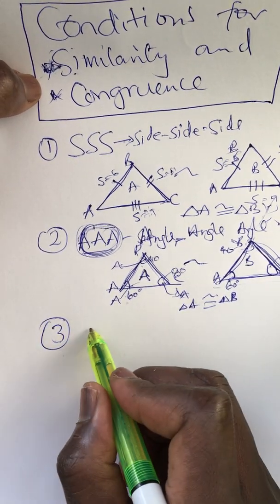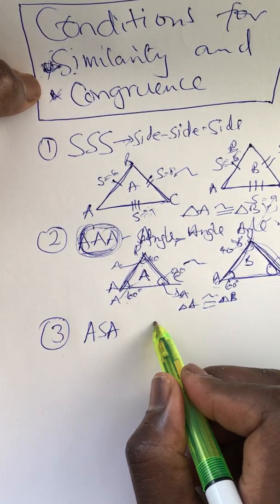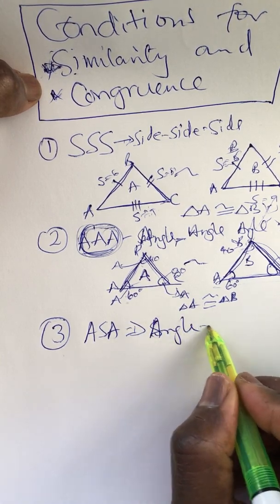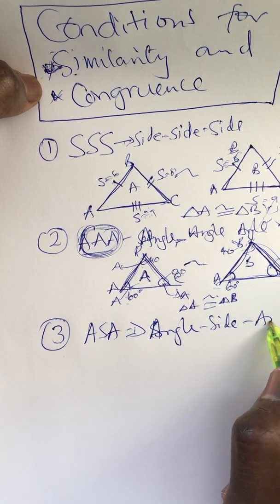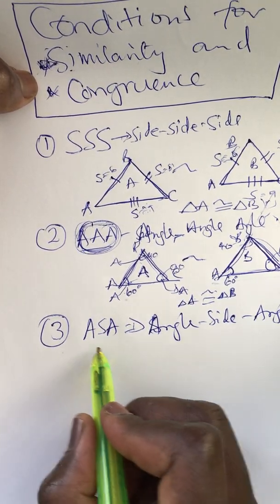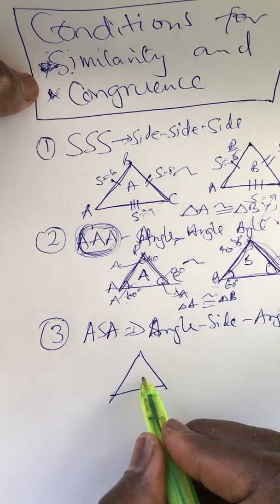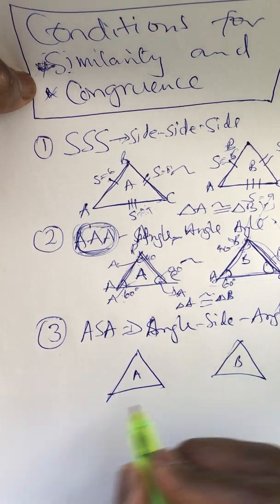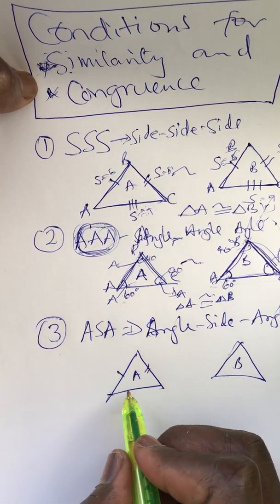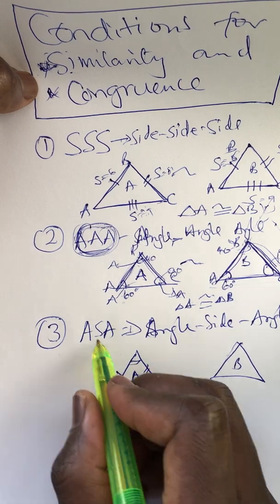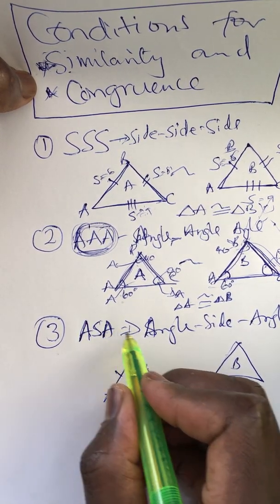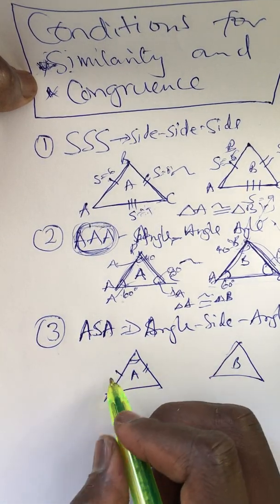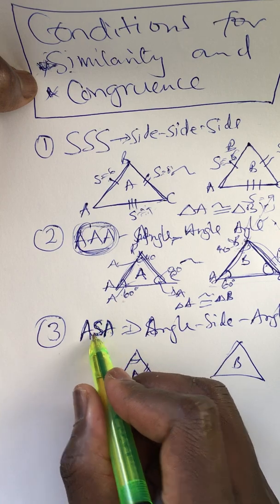The third case is ASA, which means that we need angle, side, angle. So as long as we have a triangle A and then another triangle B with two angles, not two sides, because we are dealing with ASA, which means angle, side, angle. So we need two angles to enclose one side in the middle.